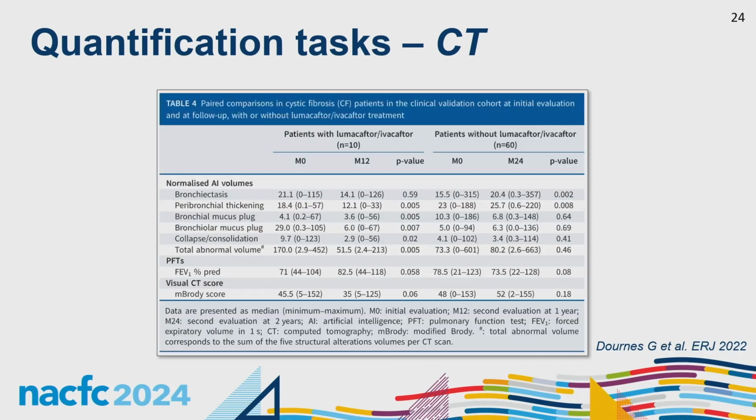They trained it on 114 patients, and then applied it on 70 patients with 2 CT scans for each. And what they saw is that in patients treated by lumacaftor, ivacaftor, there was a significant decrease in peribronchial thickening, bronchial mucus plug, bronchiolar mucus plug, collapse and consolidation, and the total abnormal score. So this automated scoring method was able to depict significant changes under treatment.